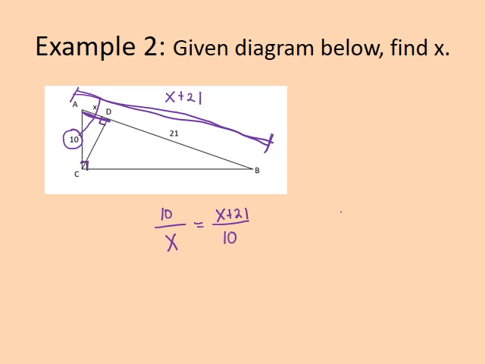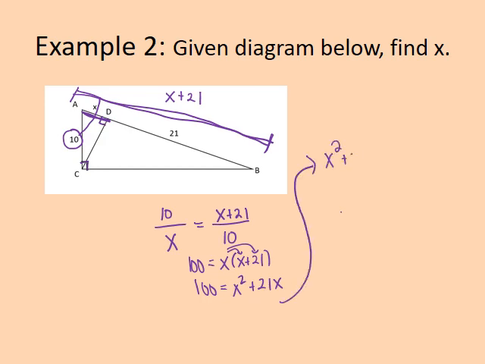Now, once we have this proportion, we need to solve for it. So we have 10 times 10, which is 100, equals x times x plus 21. Now we need to distribute. So we have 100 equals x squared plus 21x. This is a quadratic equation. The way we solve quadratic equations is we set them equal to 0 and factor. So we have x squared plus 21x minus 100 equals 0.